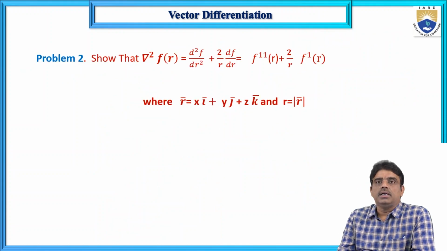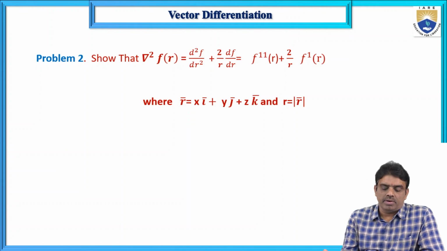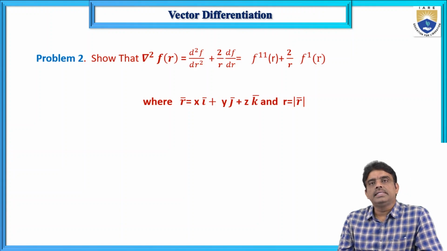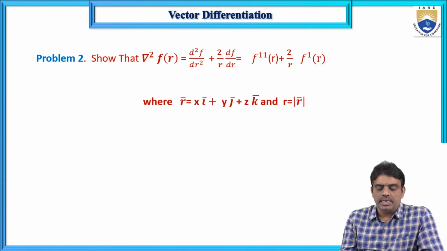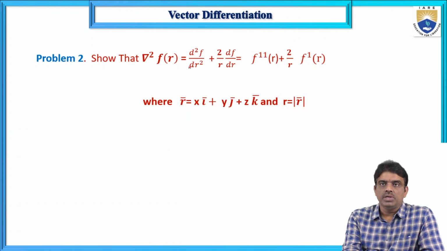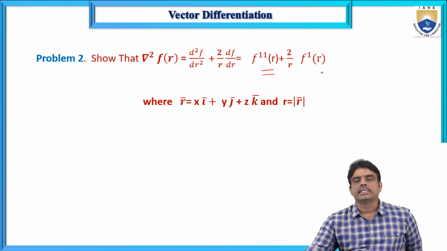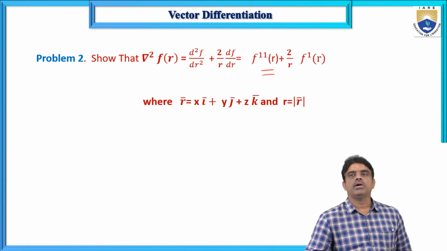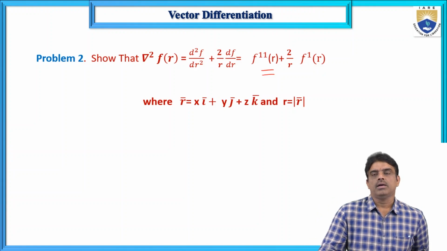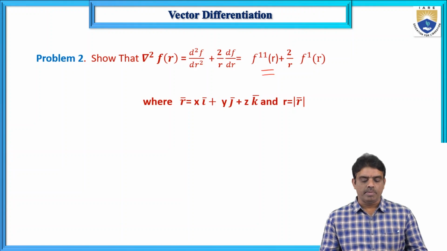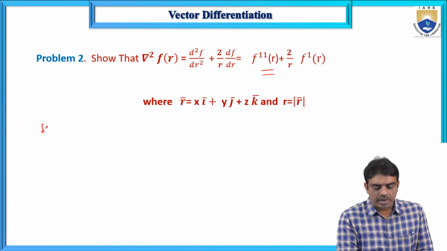Show that del square f of r. What is del square? It is a Laplacian operator. Del square f of r is equal to f double dash of r, that is d square f by dr square, plus 2 by r into df by dr, where r bar is xi bar plus yj bar plus zk bar, and r is equal to magnitude of r bar. So I'll solve this problem.